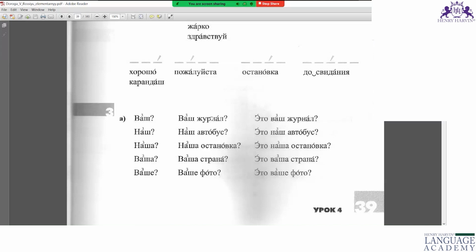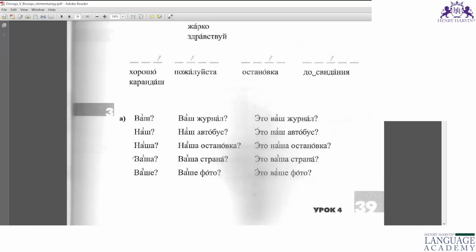For example, if I show you something, I'm showing you карандаш, right? Pencil. We just had this word карандаш. I ask ваш, yours. We understand from the context. Или ваш карандаш, your pencil. Или это ваш карандаш. Is this your pencil?